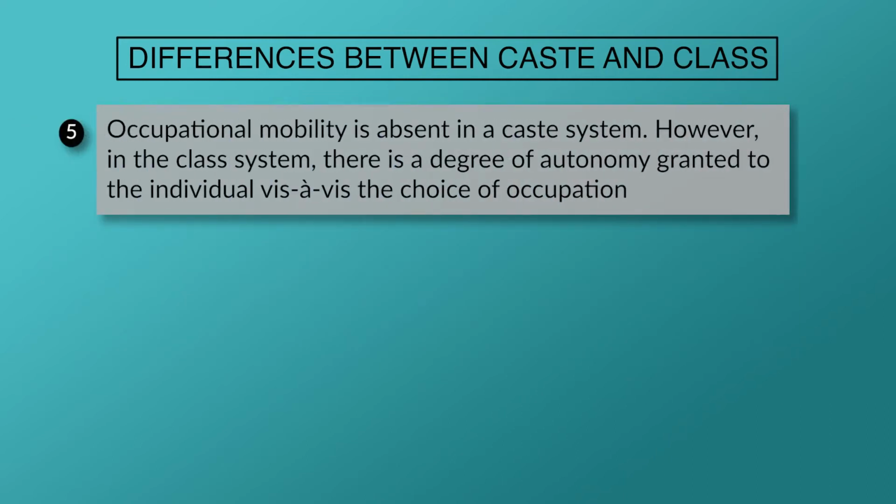Another dimension of difference is occupational mobility and the degree of occupational mobility. The degree of occupational mobility is absent in the caste system, and in the class system there is still a degree of autonomy given to the individual as far as his occupation is concerned.